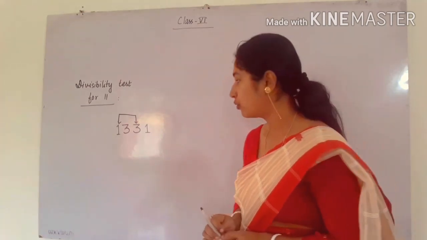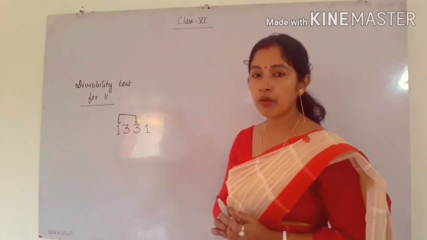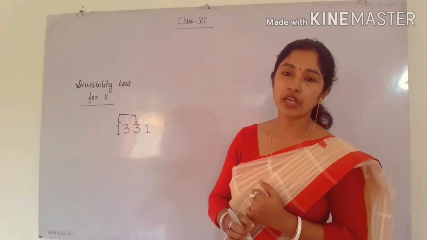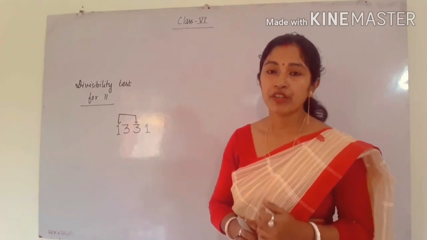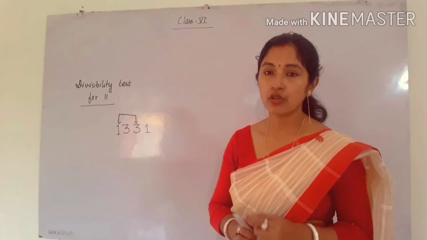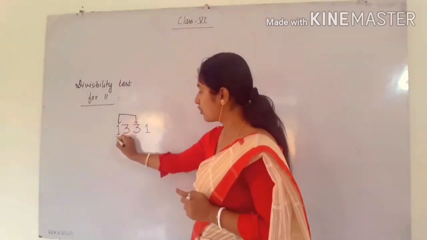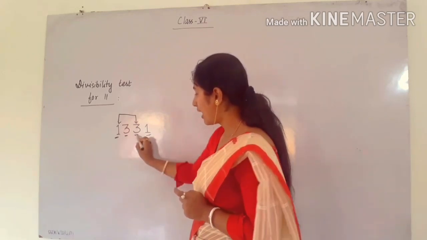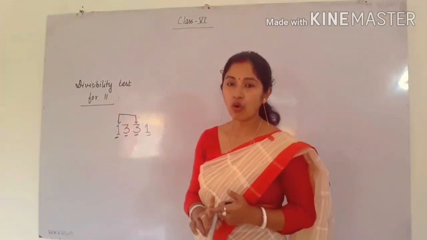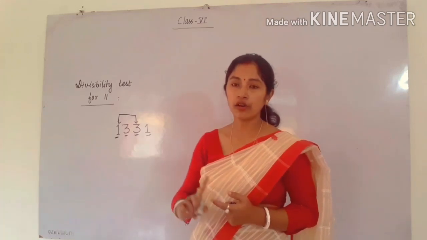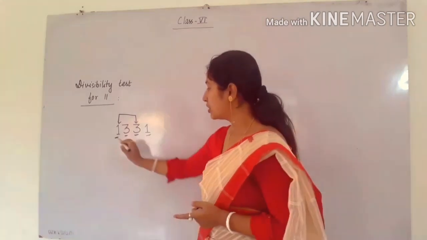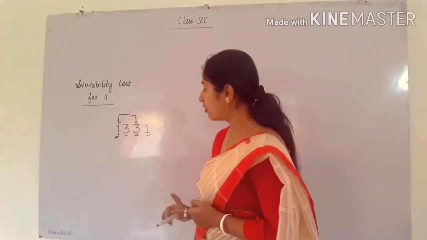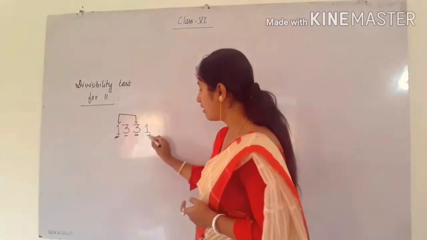Take the number 1331. You have to take the sum of the digits present in the odd places and the sum of digits present in the even places. So what is odd place? See, this is first place, first, second, third, fourth. So first and third are odd places, and even means the numbers in second and fourth position.